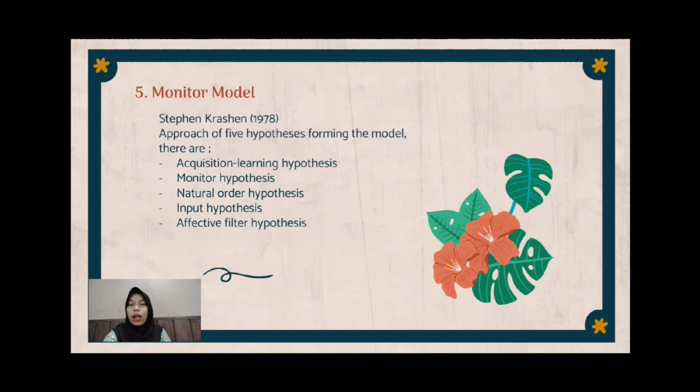Number 3 is the natural order hypothesis. We acquire the rules of language in a predictable order. Number 4 is the input hypothesis. Language acquisition takes place because there is comprehensible input. And the last one, number 5, is the affective filter hypothesis. Input may not be processed if the affective filter is inhibited.